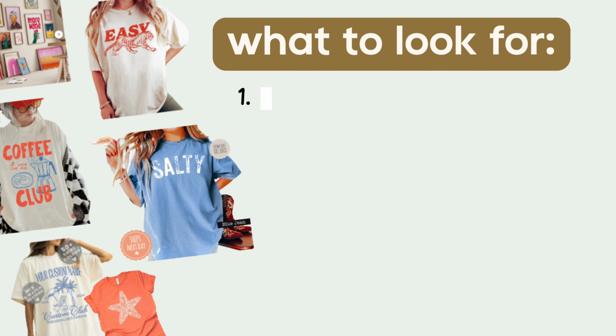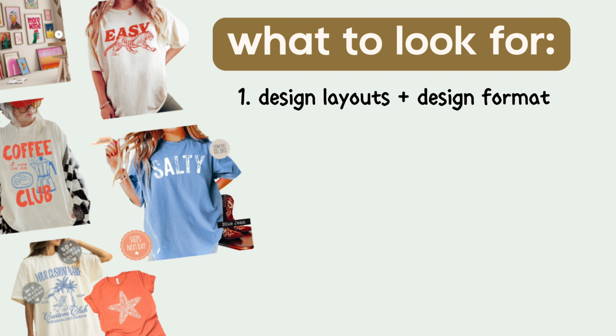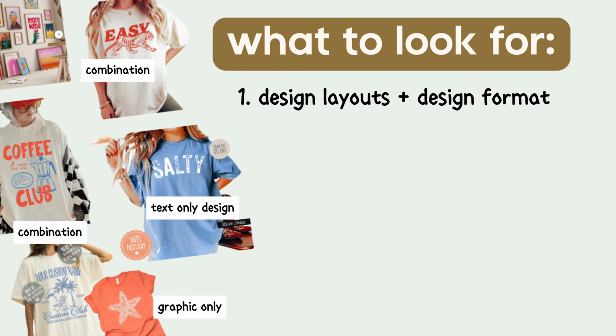Once I've adjusted my filters, I'm going to start diving into the top products, and here's a list of some of the things that I am specifically looking for. I want to see, one, what types of layouts and formats to the designs am I seeing? I want to recognize, are there a lot of text-only designs? Are there designs that are selling really well that are just graphics? Is there a combination? How do those graphics and fonts lay out on the actual product itself?